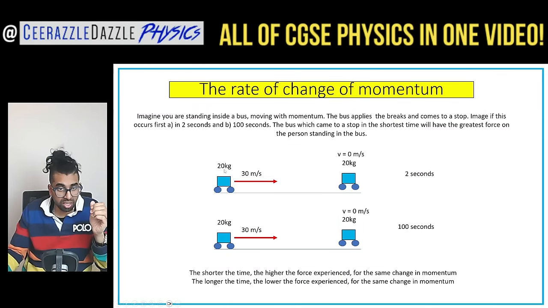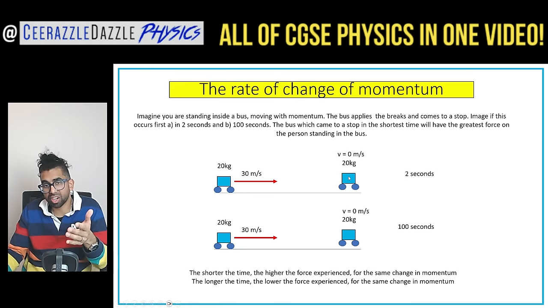So over here, let's say we have a bus of 20 kilograms and it's traveling and it comes to a stop over here. Let's say it comes to a stop in 2 seconds. We have another bus of the same mass, at the same initial speed, and it comes to a stop in 100 seconds. In which scenario would you experience the greatest amount of force if you were inside the bus? Well, hopefully you recognize that it's going to be in the first one. Why? Because you change momentum in the shortest amount of time.